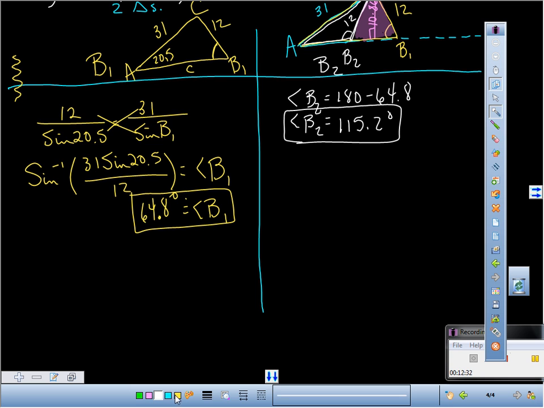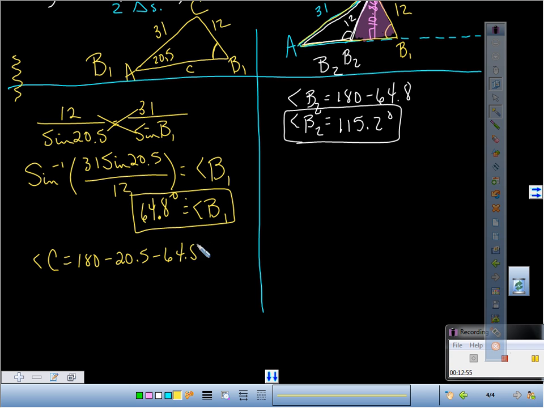All right. So we're going to find, can I find side C? No, not yet. What do you have to find first? Angle C. Okay? You don't know anything about C, but look what I do know. I got two angles in this triangle, so I can find the third angle. All right? So angle C is equal to 180 minus 20.5 minus 64.8. So what is angle C equal to? Very good. I'm going to box it in.